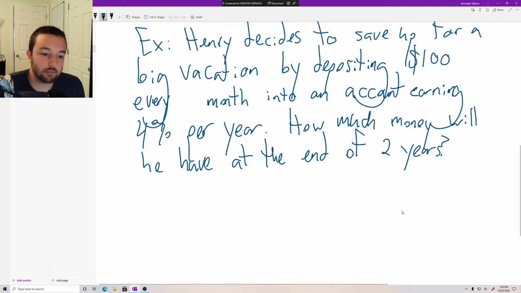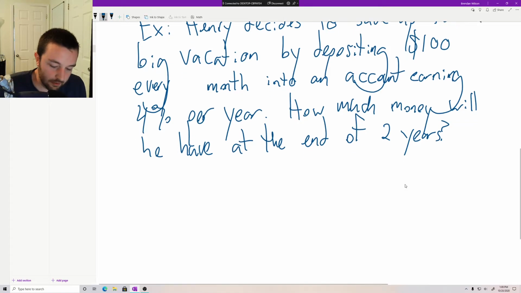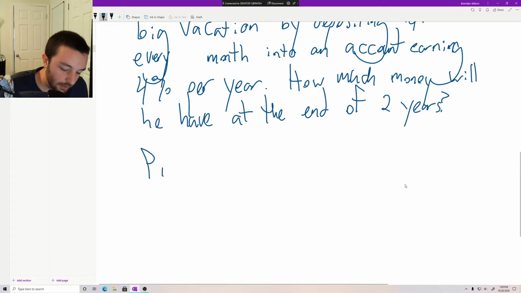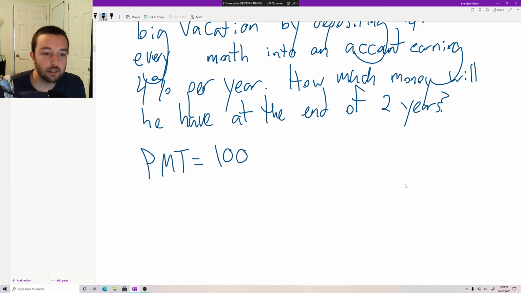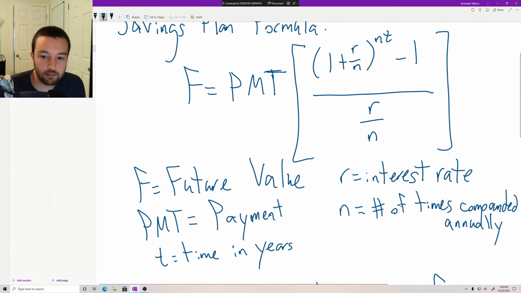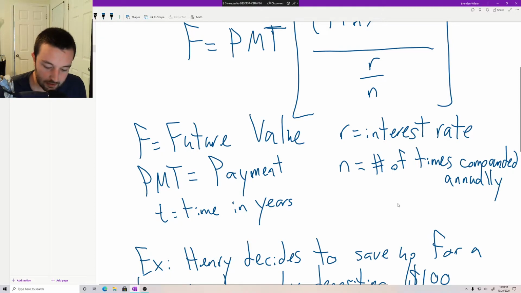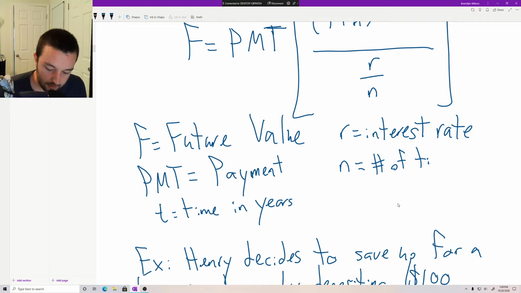So let's look at our formula. First, let's identify our parts, right? Our payment is 100 because we're doing $100 per month. Actually, let me rephrase n. This is better thought of in this context as the number of payments made per year.